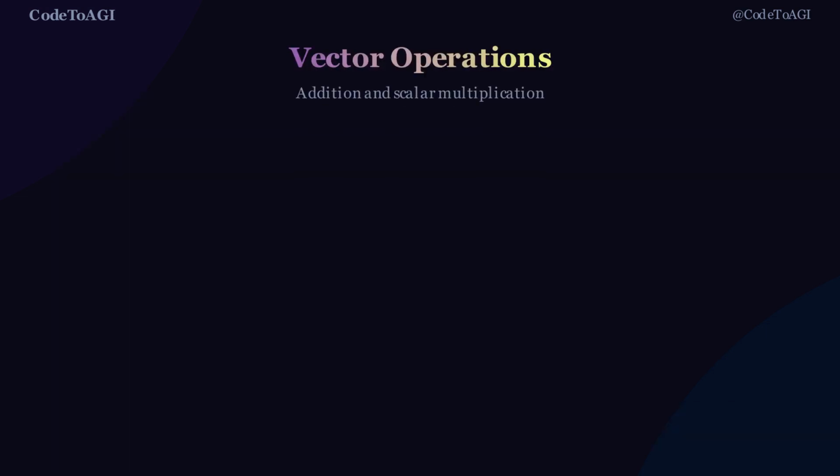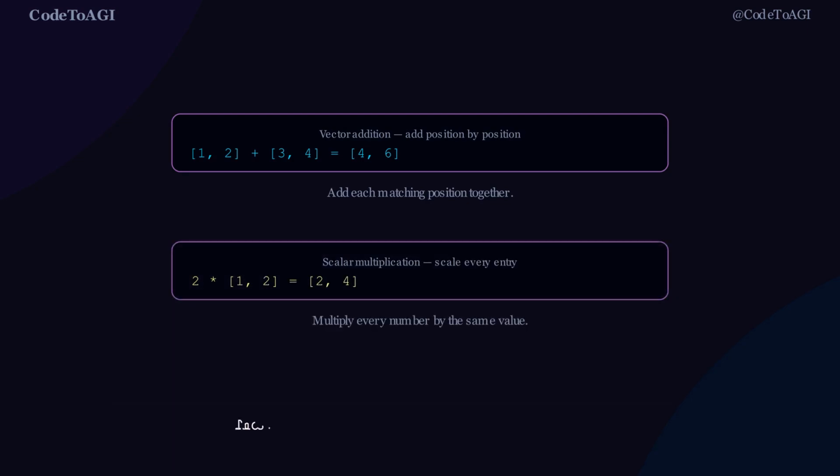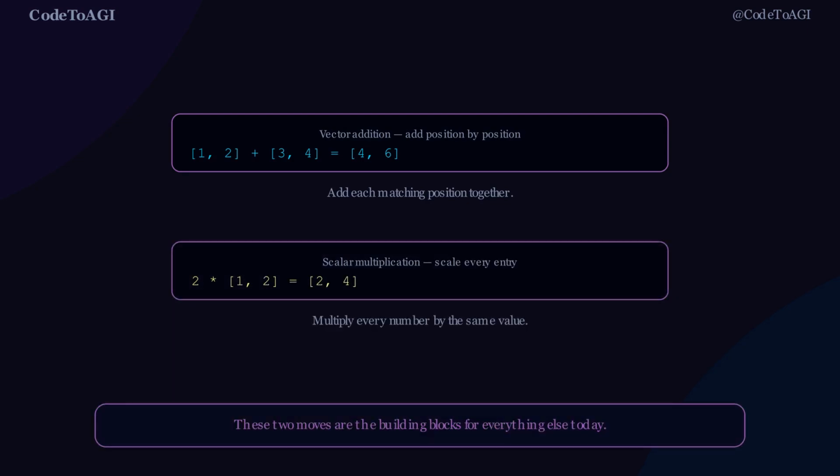2 operations matter most: adding vectors and scaling them. Vector addition. Add each matching position together. 1, 2, plus 3, 4 gives you 4, 6. Position by position. Scalar multiplication. Multiply every number by the same value. 2 times 1, 2, gives you 2, 4. The direction stays. The length changes. These 2 moves are the building blocks for everything else today.